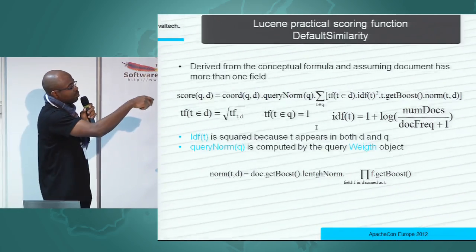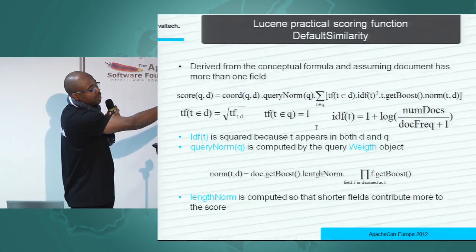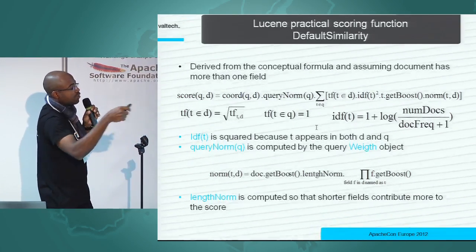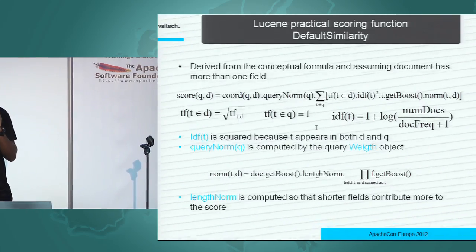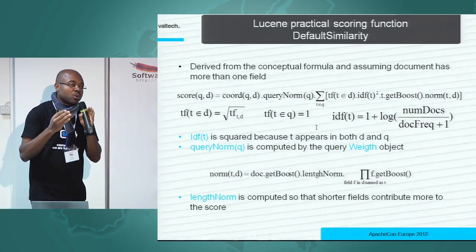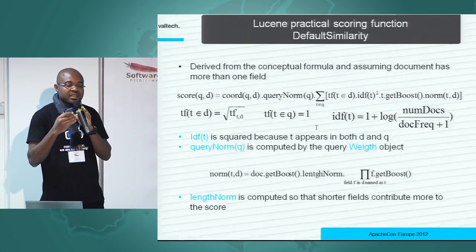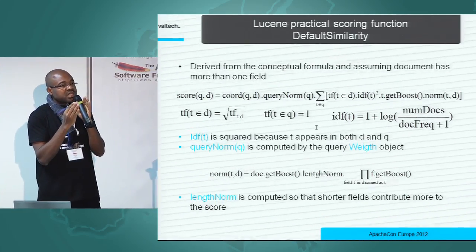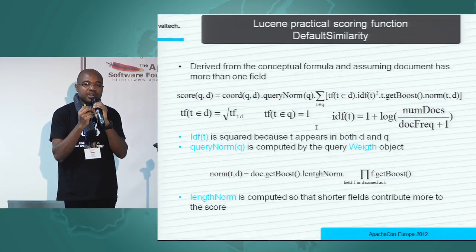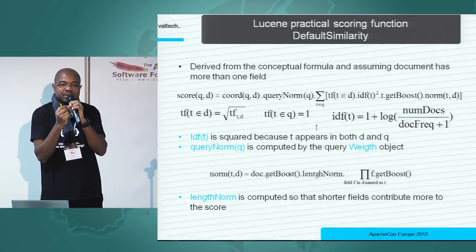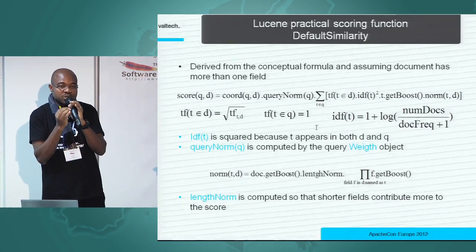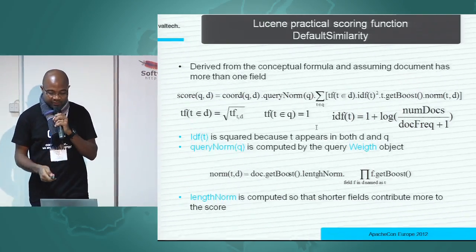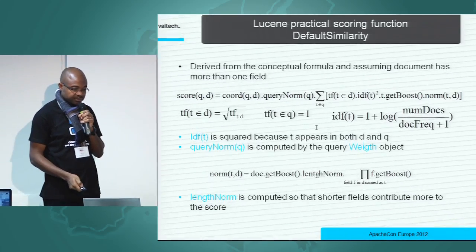The norm information is this. It is about boost information and length norm. Length norm is computed so that shorter fields contribute more to the score. An implicit way to boost a field in Lucene is to consider it as a shorter field with as many keywords as possible that describe your document, and then you will have a very good score for that document.